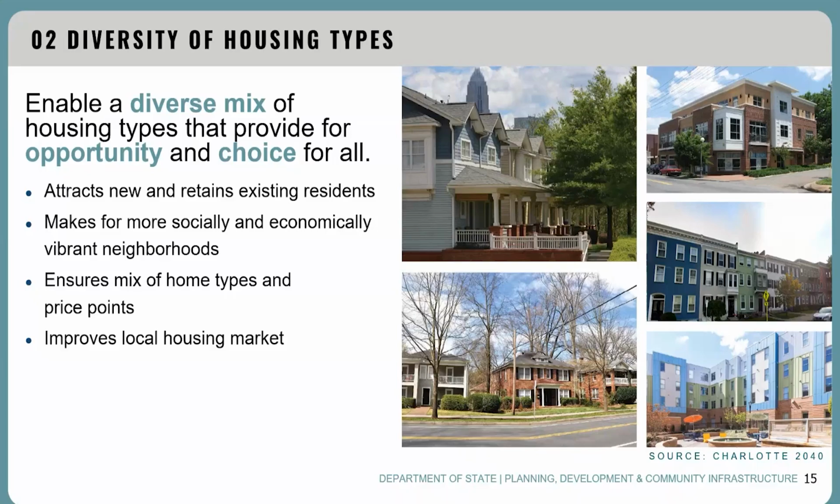This all facilitates an overall improved local housing market where there are available and accessible homes of different types and price points. The images shown here are examples of different home types that fit into a smart growth context, from small lot single family homes and accessory dwelling units to multifamily units to row houses.